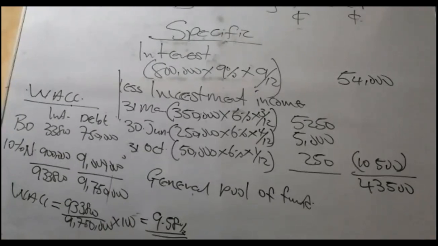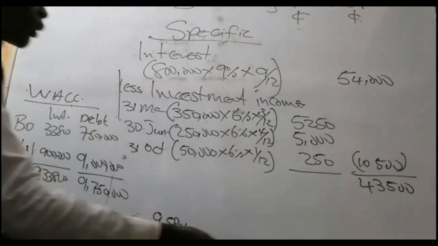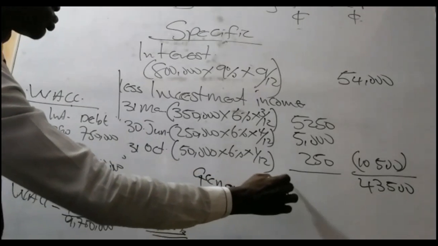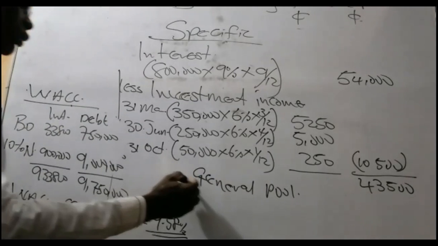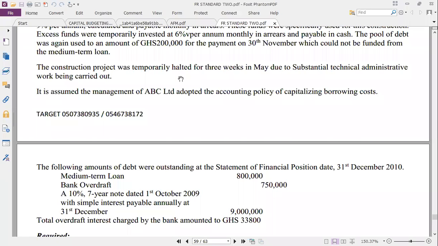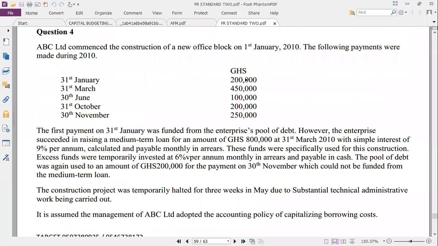Now that we are done with the capitalization rate, we can go ahead and calculate the general pool of funds. So let me do that one here. Let's go to the question. What are the amounts that they took from the general pool of funds? They took the very first and the very last amount. All of them were stated nicely. So the very first 200 and then the very last 200. It means that on 31st January, they took 200.